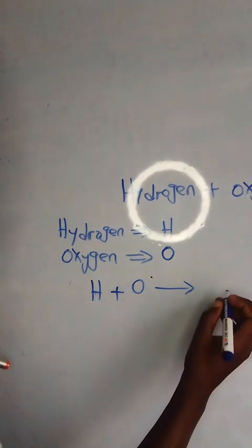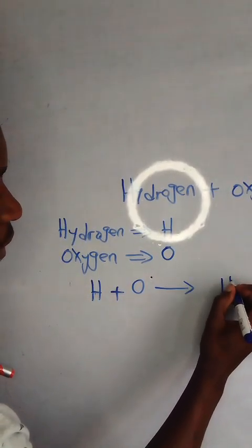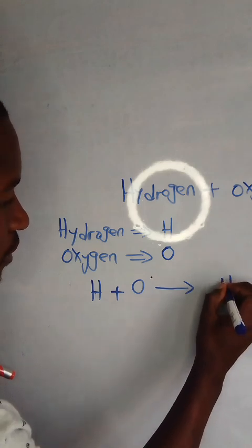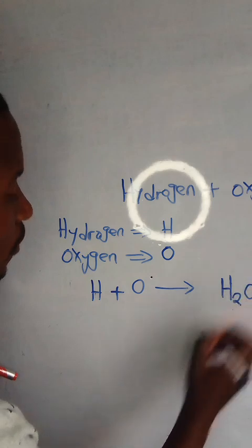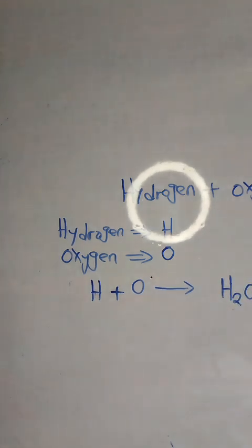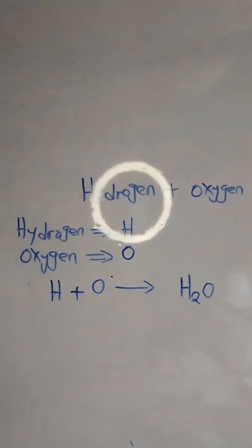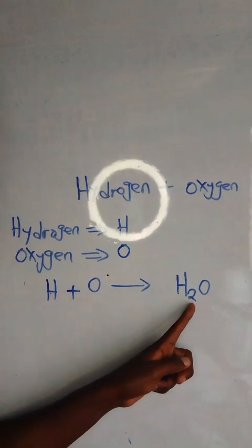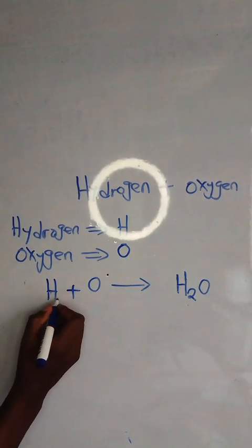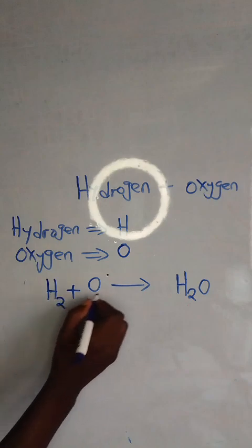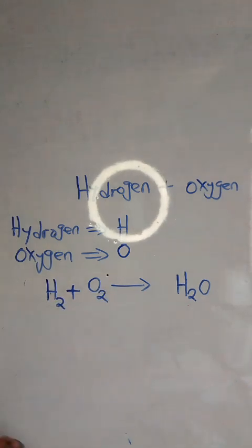Hydrogen plus oxygen, I'll be able to write H2O. Now, again, don't worry about where the 2 is coming from. And also, you can put the 2 and the 2 there.